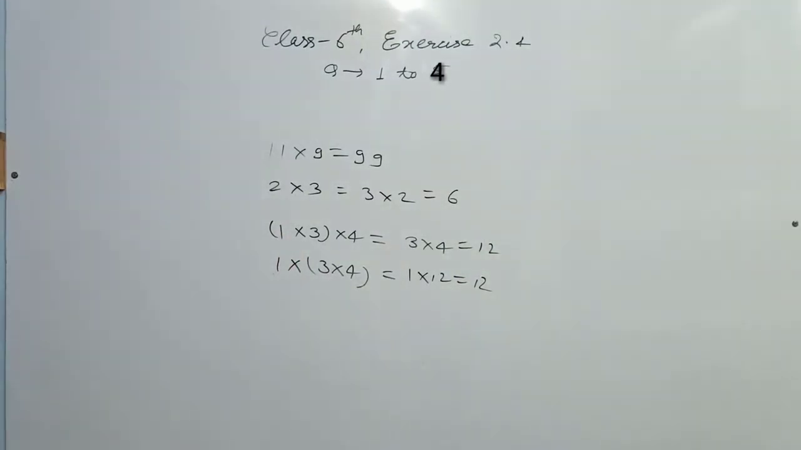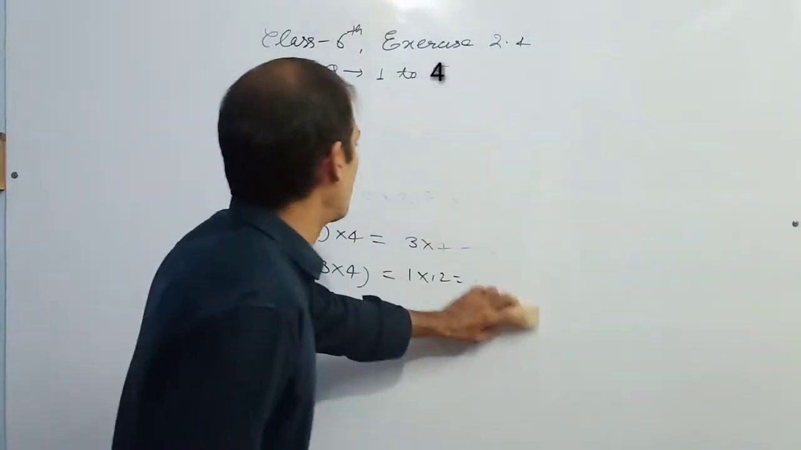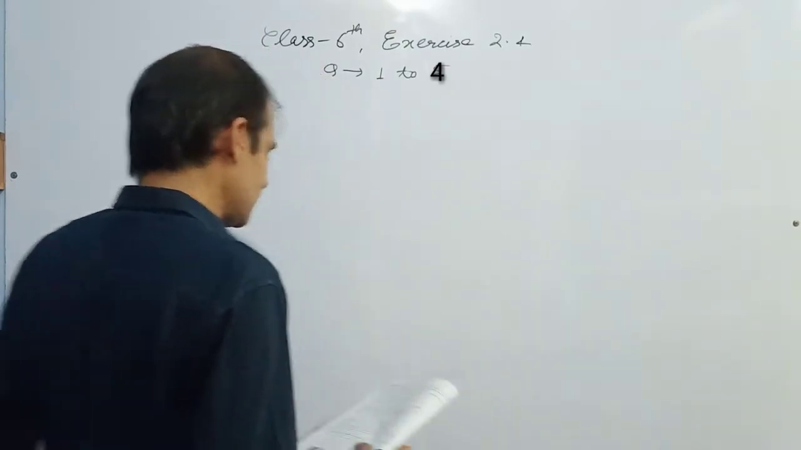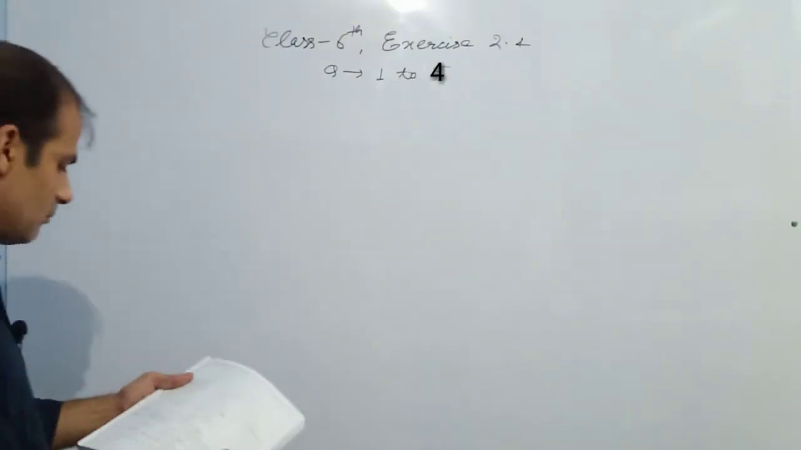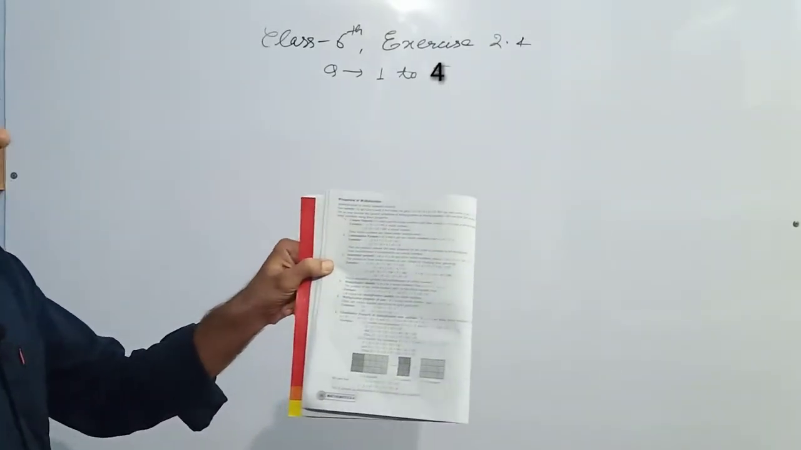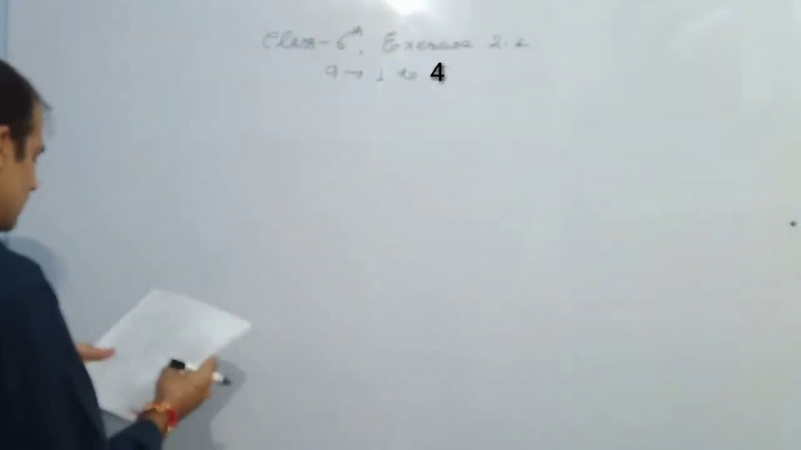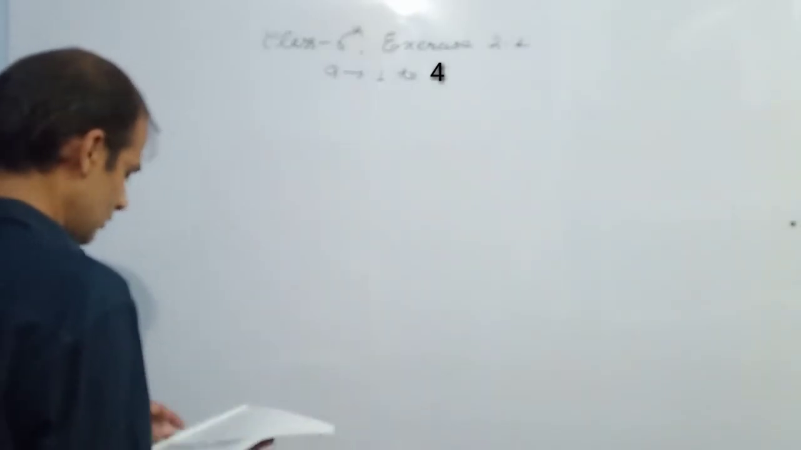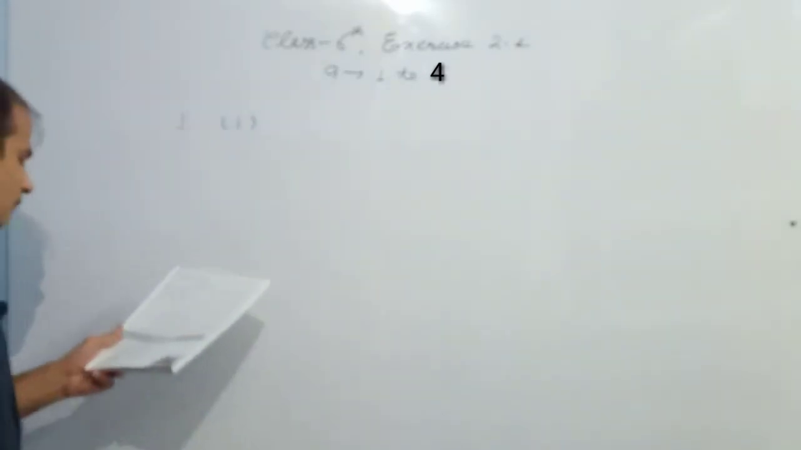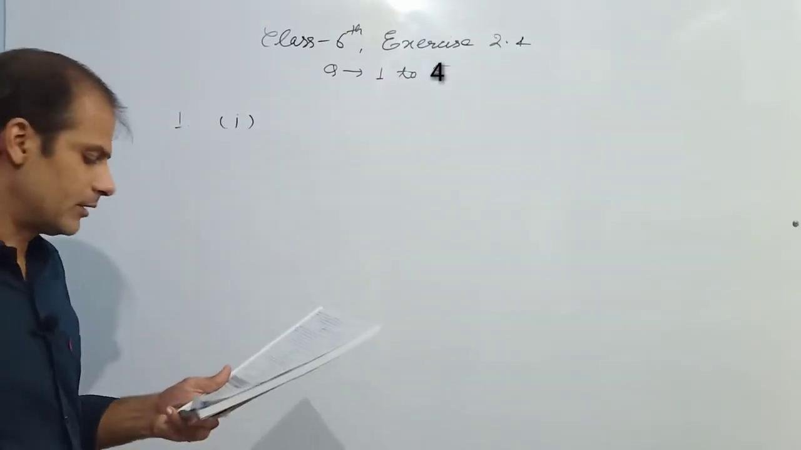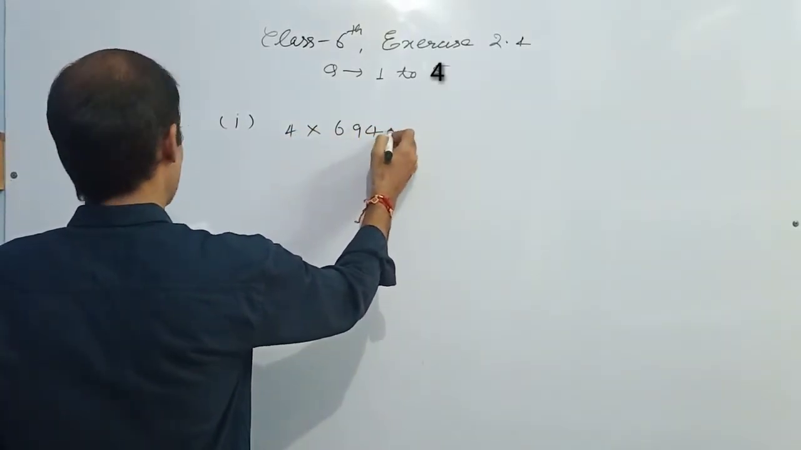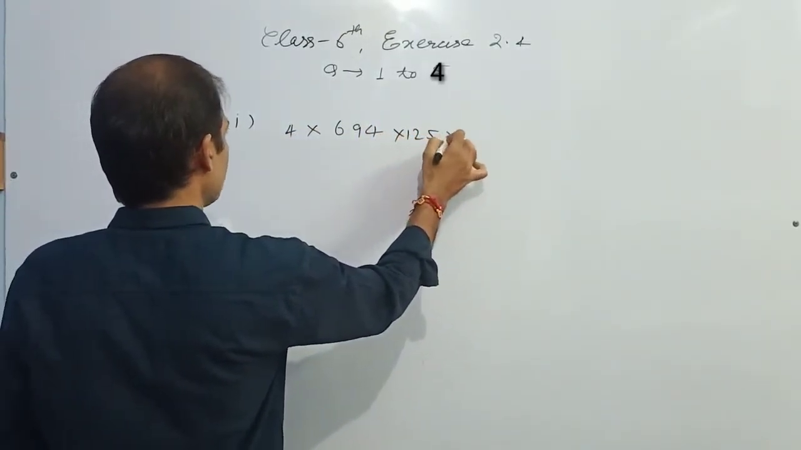Okay students, so these are the basic properties and we will study them also when we solve the questions. So study page number 30 carefully. These properties are given on page number 30. Now start solving the questions. So first question is, find the product of the following by suitable rearrangement. Suitable rearrangement. The numbers are 4 into 6, 9, 4 into 1, 25 into 2.